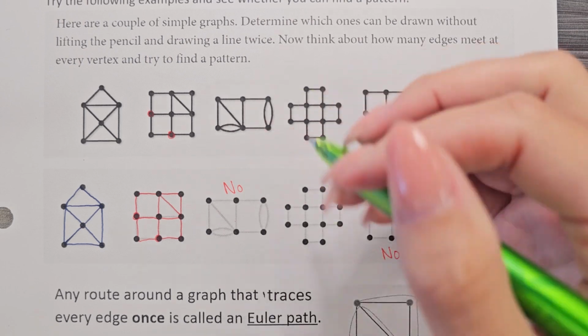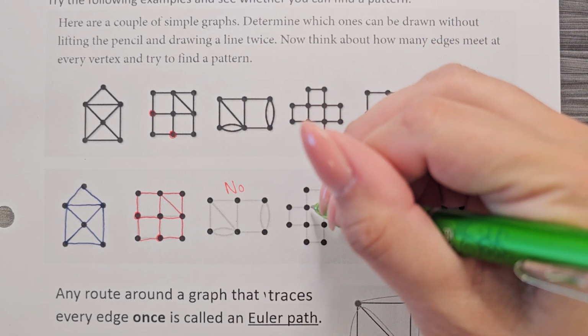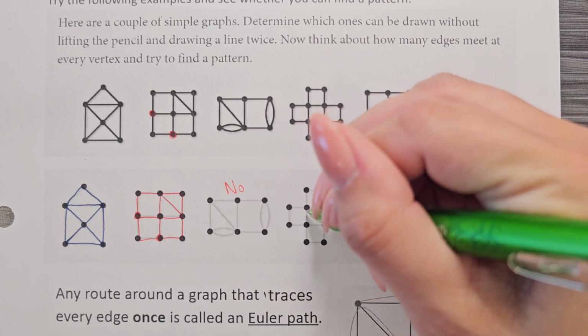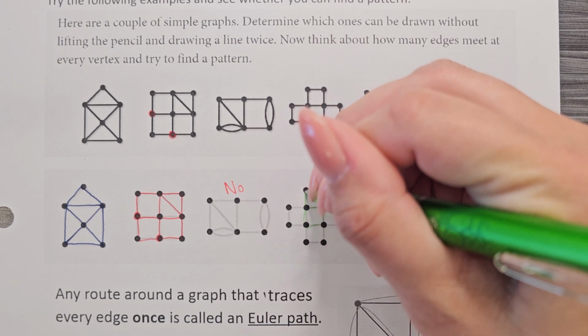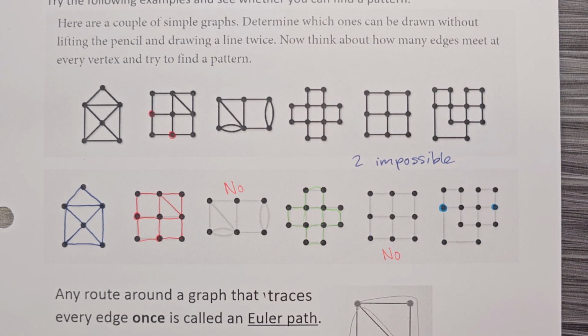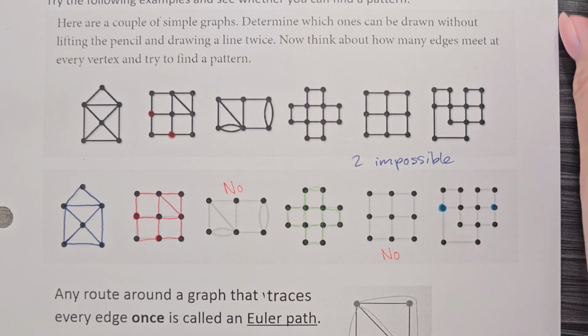For this one, again, as we said, we could start anywhere. You can either go all the way around the outside first and then complete the inside square, or make the inside square first and then go all the way around the outside. And it's going to work either way, starting from any spot.